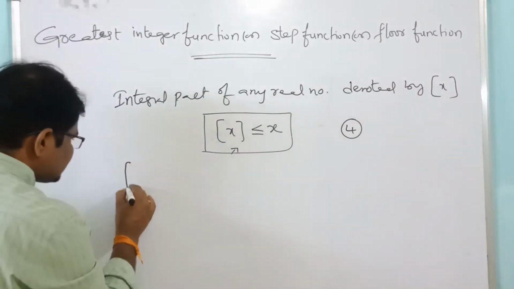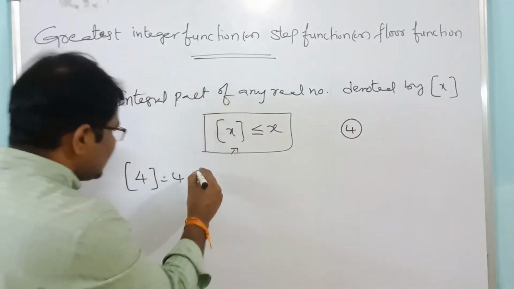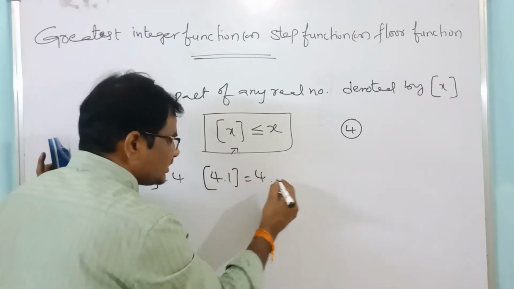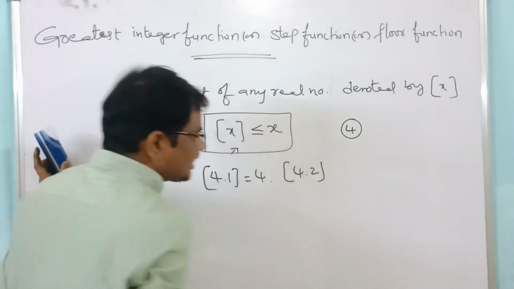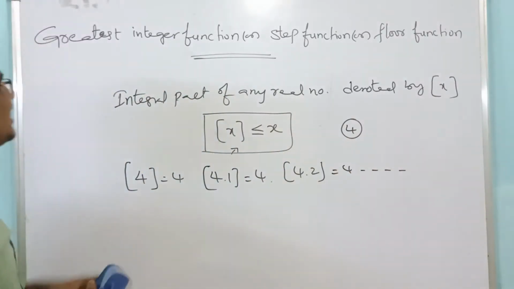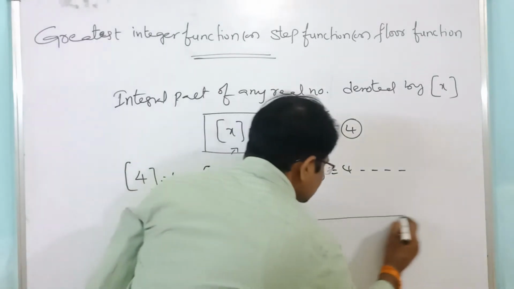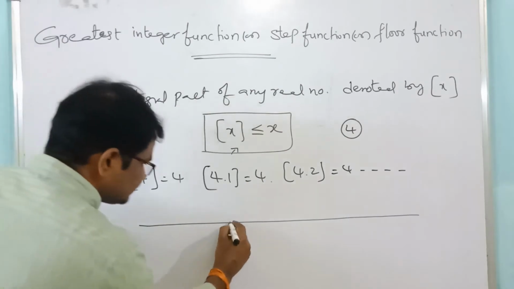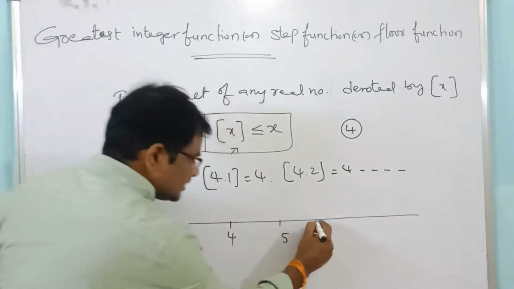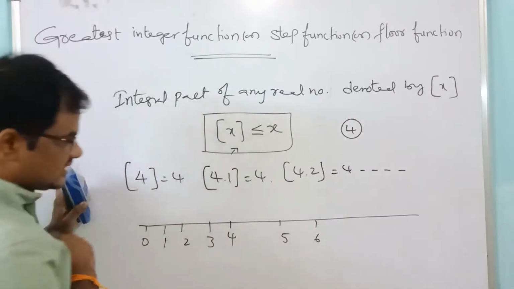Means the greatest integer function of 4 is obviously 4 only. Next, the integral part of 4.1 is 4 only, the integral part of 4.2 also 4 only, etcetera. Why are we saying this is the greatest integer function? Suppose you take a number line with 4 and 5 and 6, and here 3, 2, 1, 0, etcetera.